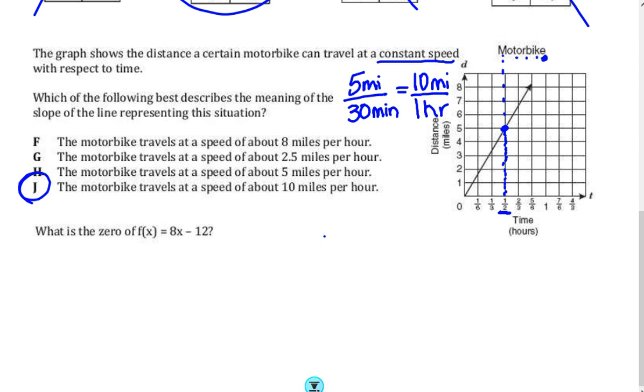All right, we got one more of these guys. Actually, I think we have two. Anyways, what is the zero of f of x equals blah, blah, blah? Well, what did we just say? What is another word for zero? And yes, that's the x-intercept, okay?